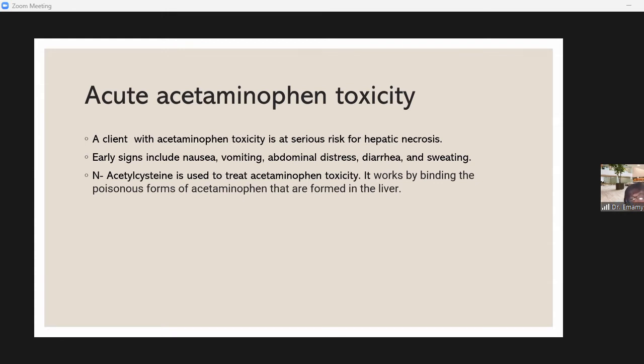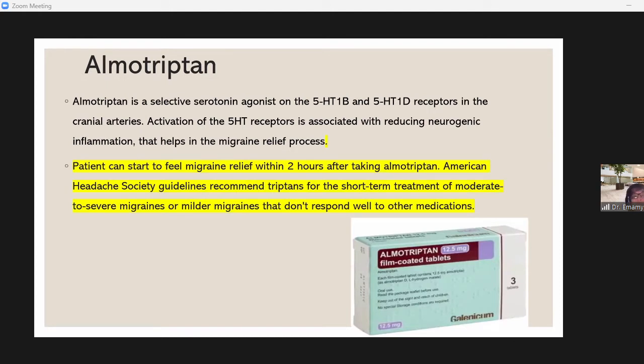Then other miscellaneous painkillers or treatments for pain, like almatriptan. All triptans, the suffix triptan, are a kind of treatment for migraine. There are different treatments for migraines, depending on patient's tolerance. Some patients only respond to morphine or fentanyl. Some patients may respond to prophylaxis with beta blockers or even acetaminophen.